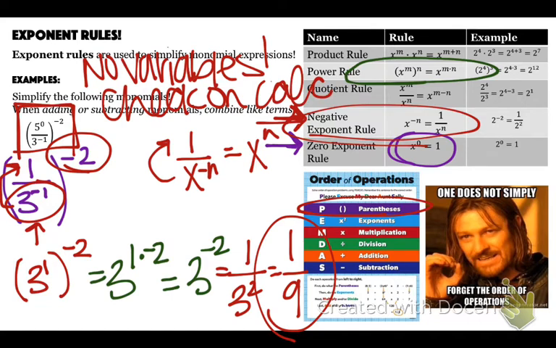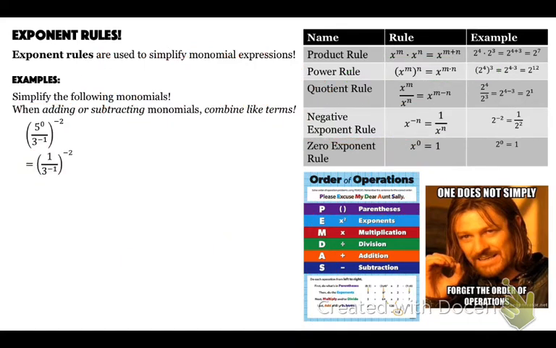Cool. Let's double check that we did it right. 5 to the 0 power is 1. Flip that negative exponent up. Multiply the 2. Get 3 to the negative second, which is 1 over 3 squared, which is 1/9.